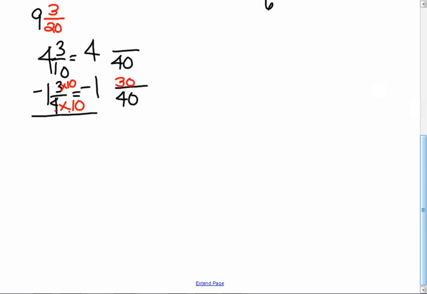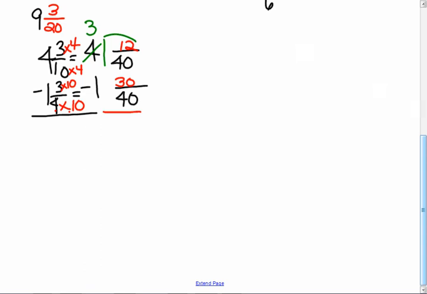What about this one? 10, 4. Good. And this is the worst scenario I can get into. I can't take 30 from 12, so we have to borrow. I'm going to borrow 1 from the 4. That makes 3 whole pies, and I'm going to put it right here.